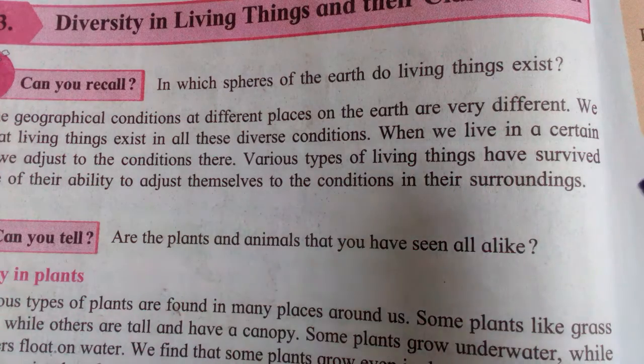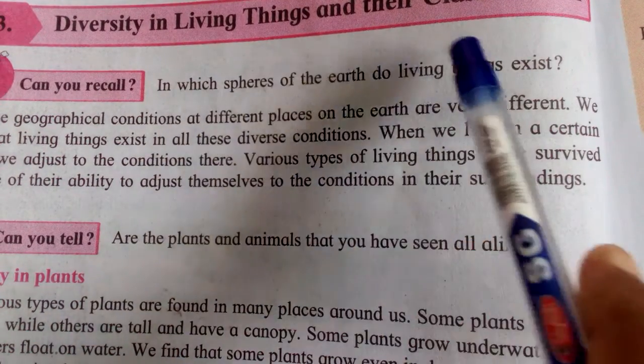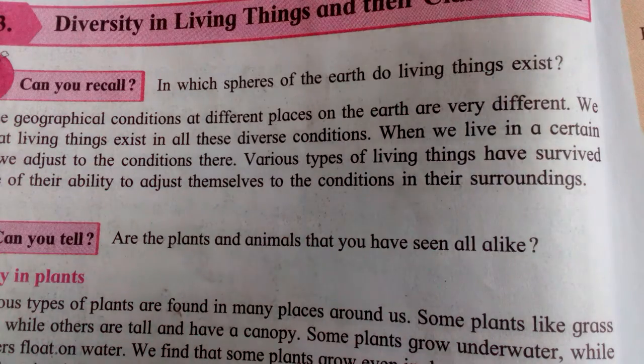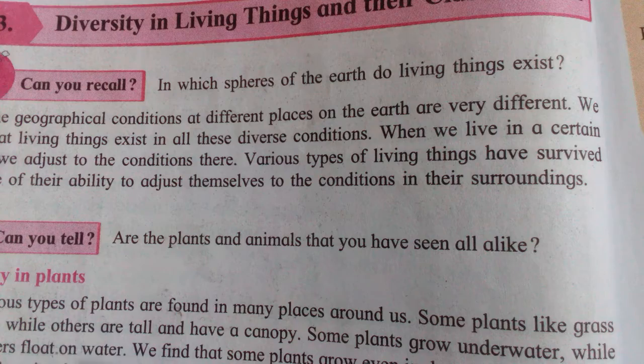Good morning students. Today we are going to learn the third lesson, diversity in living things and their classification. What are the two types of living things? Correct, plants and animals. Today we are going to learn the diversity in plants.